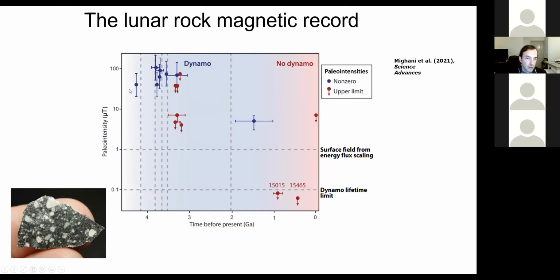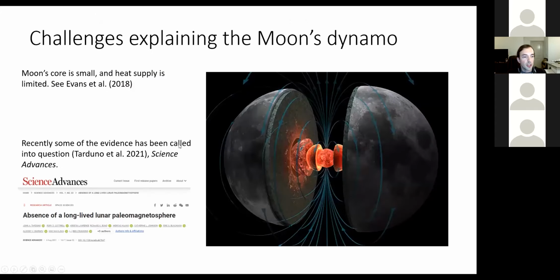So in case you didn't know it, the Earth's field is somewhere around here. So these are intermediate, almost Earth-strength fields. And so it's pretty hard to explain how these rocks got so magnetized. You need a dynamo. That's what we think happened. So we're pretty sure there was a dynamo at some point, although the details are debated.